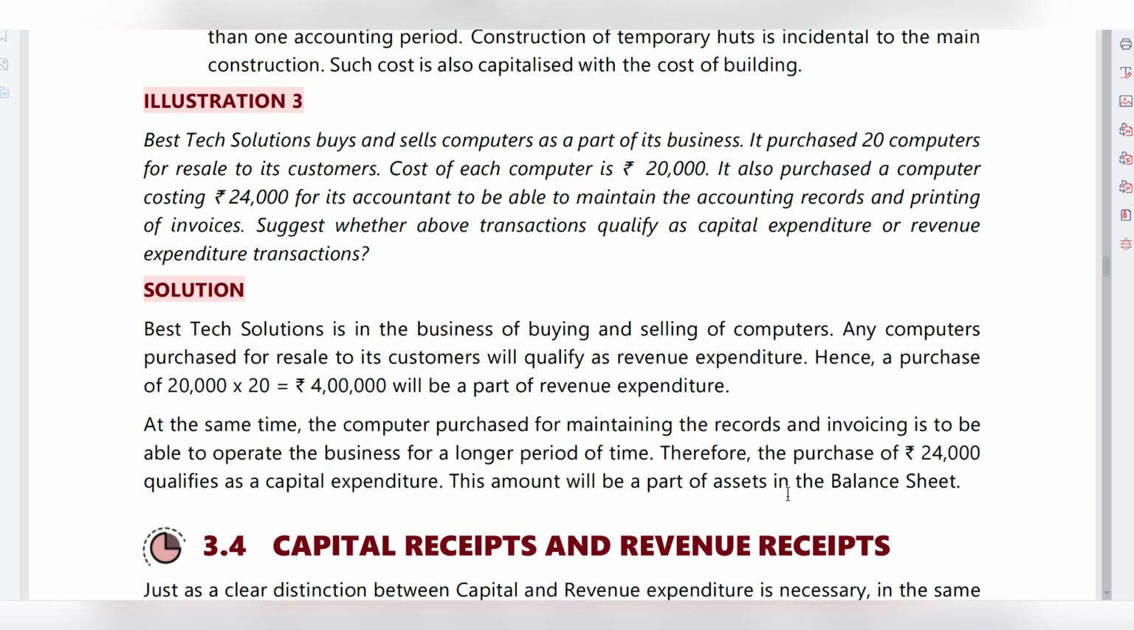This amount will be part of assets in the balance sheet, and the revenue expenditure amount will be recognized in the profit and loss account.